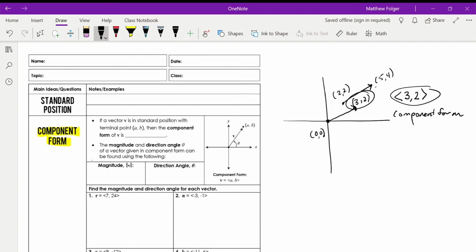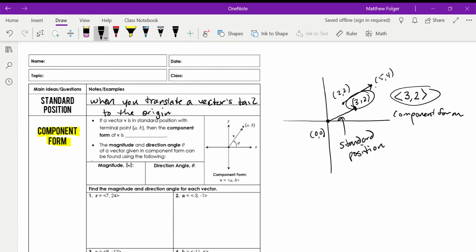All right, so there you go. This is called standard position. So standard position is when you translate or you slide a vector's tail to the origin. And by putting it in standard position, you are able to make it component form.